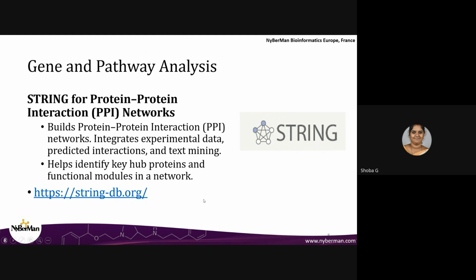Then coming to the gene pathway analysis. So whatever gene data sets we got from the above databases, we will take those genes and put them in the string database. String database is basically a protein-protein interaction database where it predicts the interaction between the genes. So the interaction could be experimental evidence or predicted evidence or text mining evidence or curated database evidence. So we have different kinds of interaction.